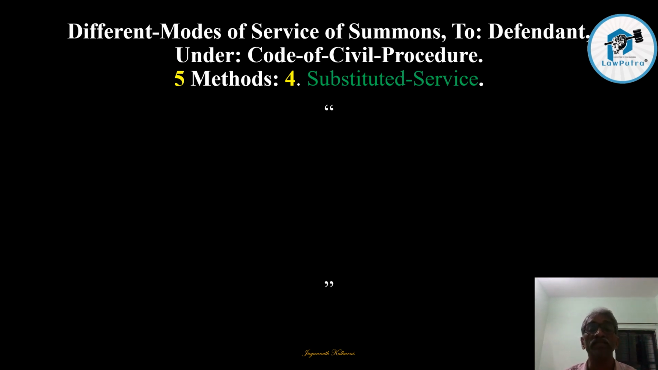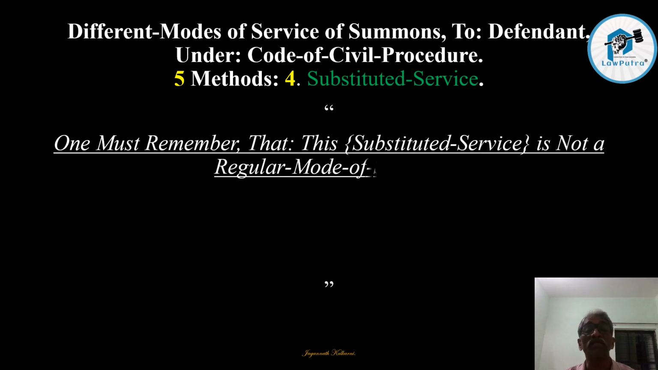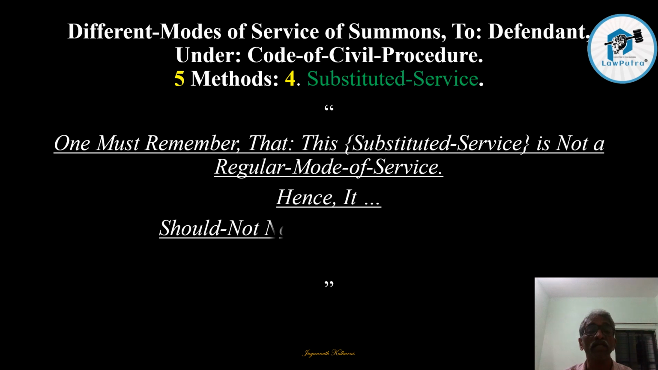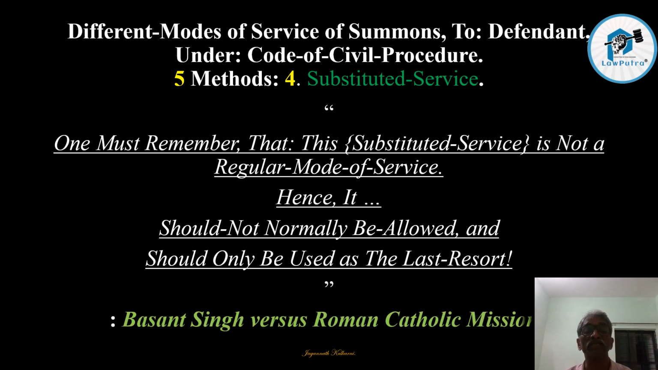Now, let us see what the court says about this. The court says one must remember that this service, that is substituted service, is not a regular mode of service. Hence, it should not normally be allowed and it should only be used as a last resort. And the case is Basan Singh versus Roman Catholic Mission, year 2002.